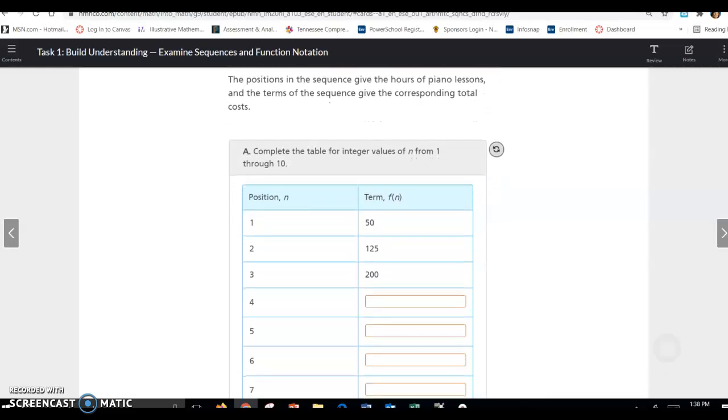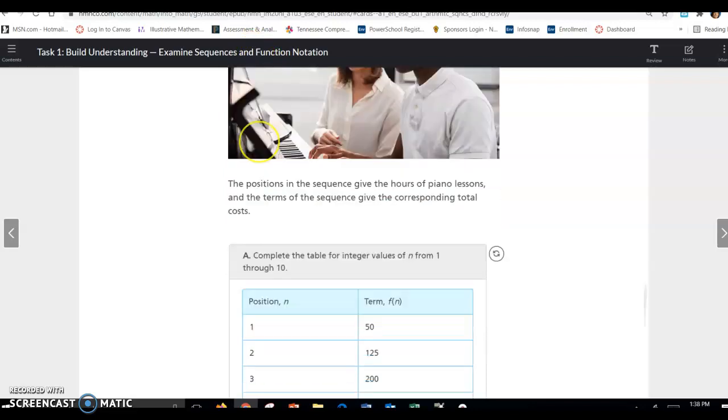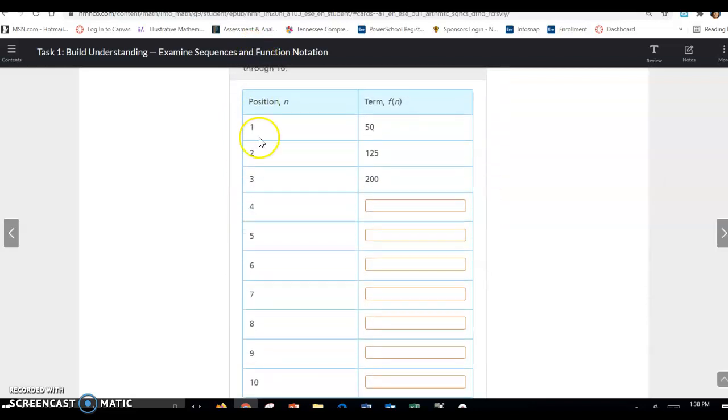So n is the number of hours. So hour 1 is $50. And then hour 2 is 50 plus 75. If you look back up here, each additional hour is $75. Then you add 75 more to get 200. And then you continue that pattern. So you're going to continue to add 75. So 200 plus 75 is 275, and 275 plus 75.